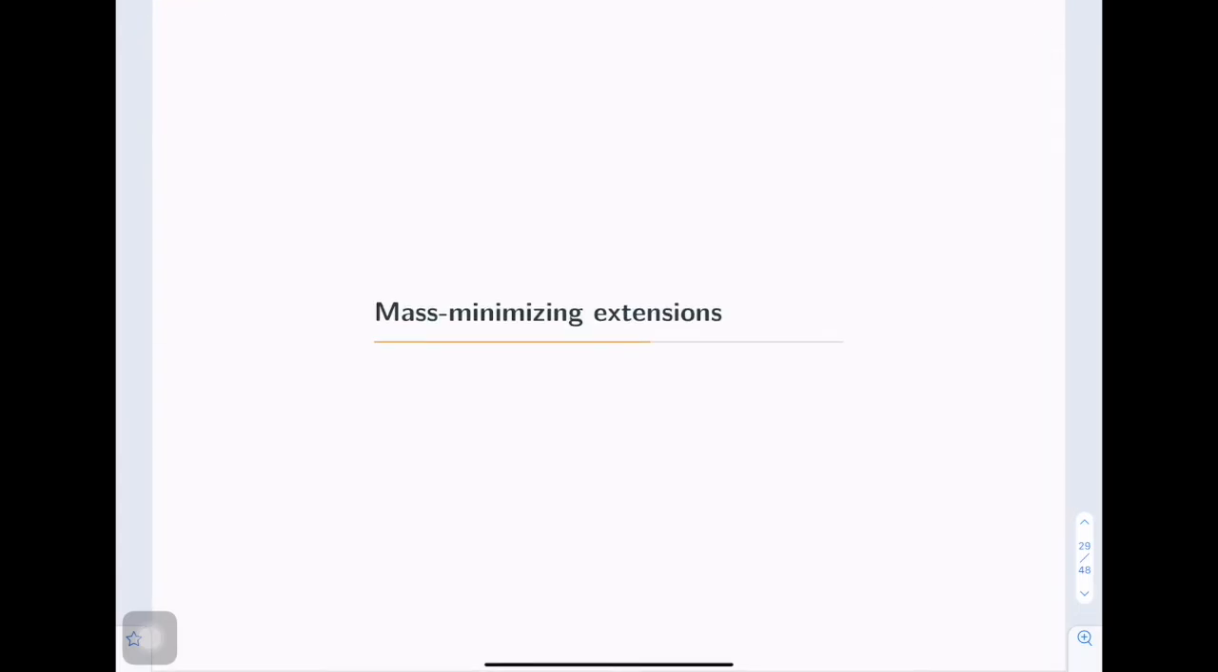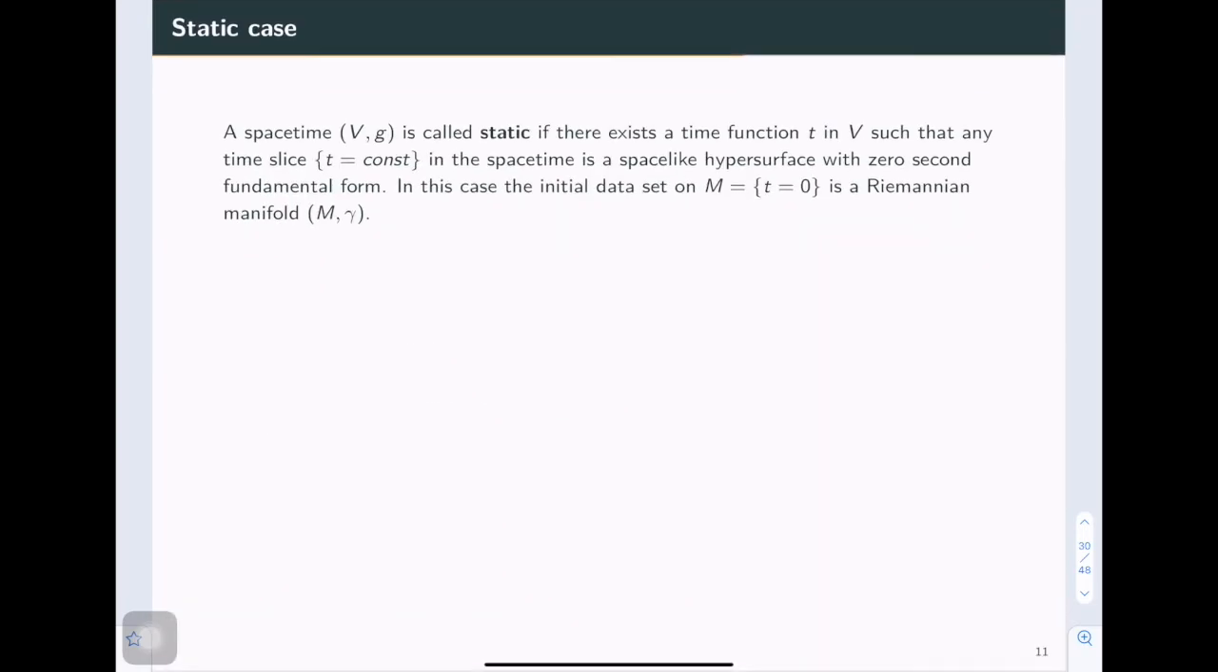Next, let's talk about the first part of the Bartnik conjecture about the mass-minimizing extensions, which states that if an extension realizes the infimum ADM mass, then that must be a stationary vacuum initial data set. That part of the conjecture is first proved in the static case.